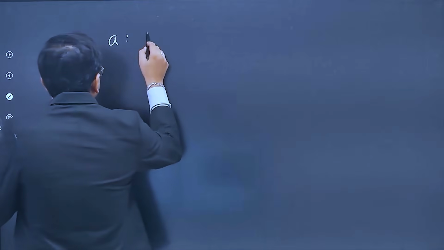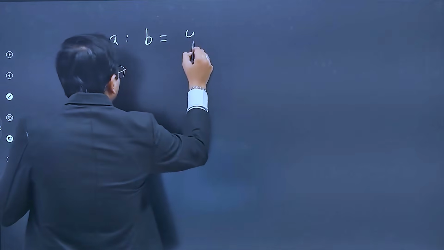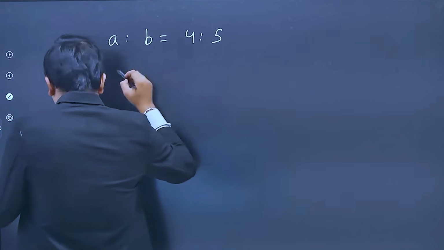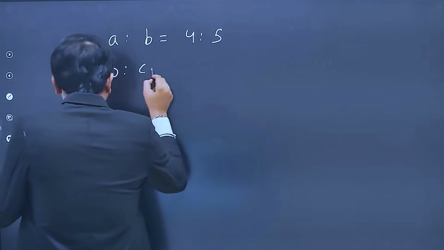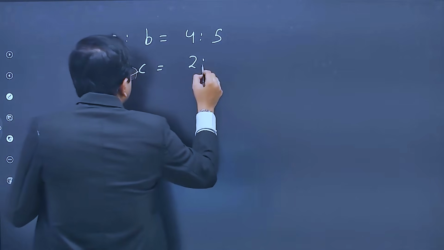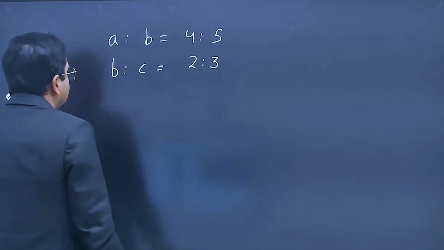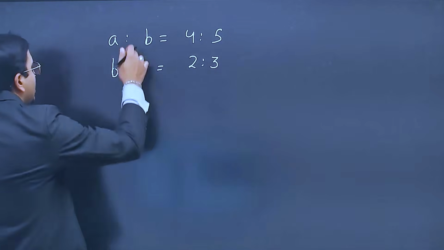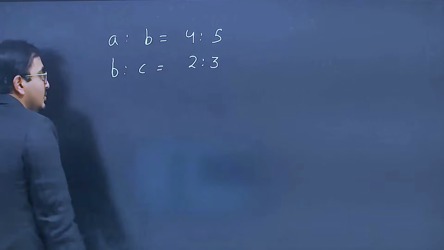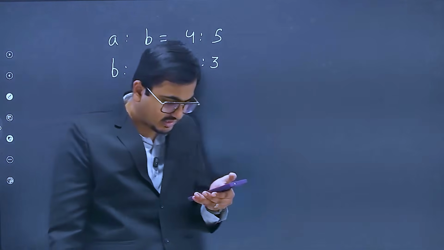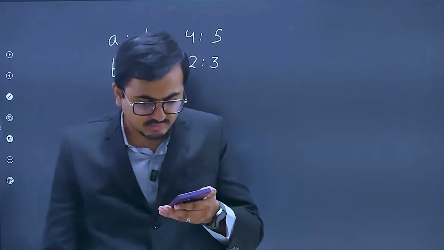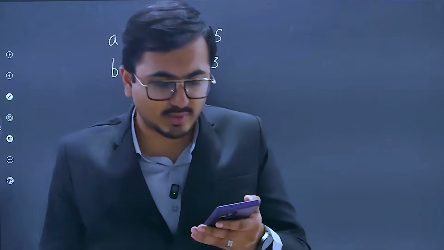So A is to B is given as 4:5, and B is to C is given as 2:3. How can we look? Here, what is common in both the ratios? Everyone, please look into this very beautiful question.